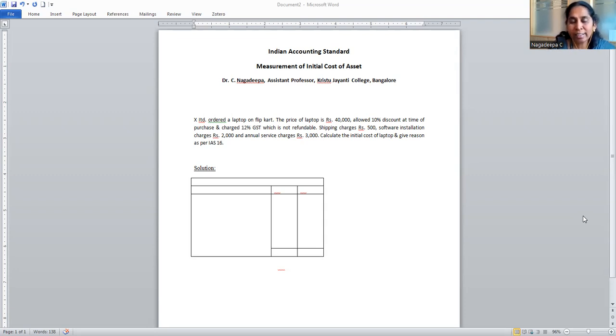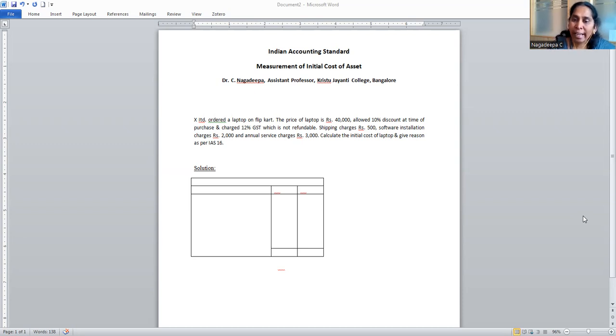Here you have to consider two things: recurring and non-recurring expenses. Non-recurring expenses up to the production time will be considered as the cost of the asset. If the expense is recurring, that means it occurs after the asset starts its production process, then that will not be considered as the initial cost. That will be a post cost. That means it should not come on the asset side of the balance sheet. It should be shown as an expense in the P&L account.